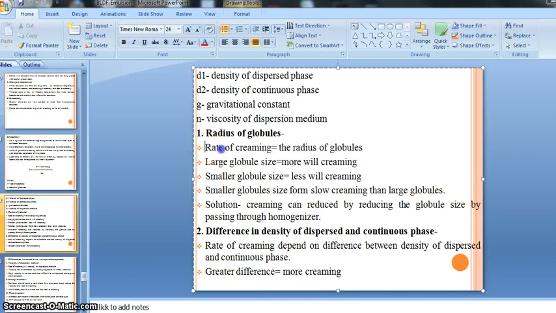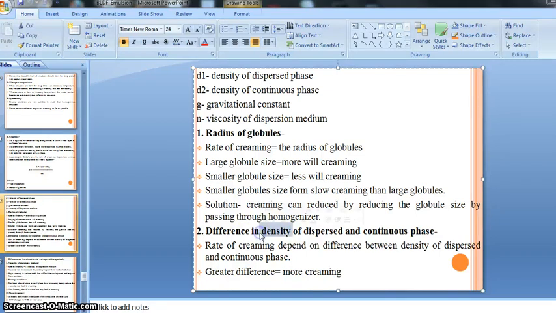So in this way our radius plays a very important role. The radius of our globules plays a very important role for creaming, right? So afterward, our second reason for the formation of creaming is the difference in the density of dispersed and continuous phase, right?